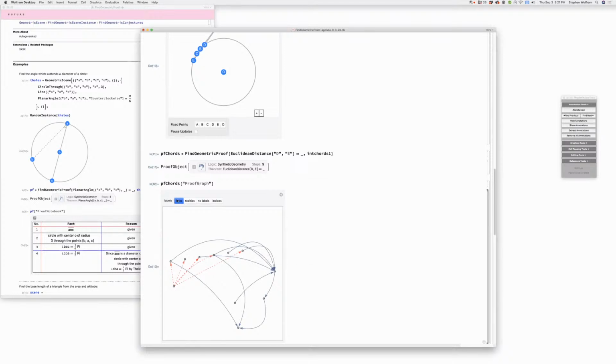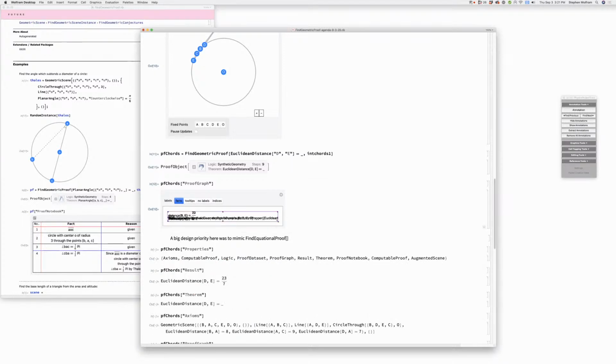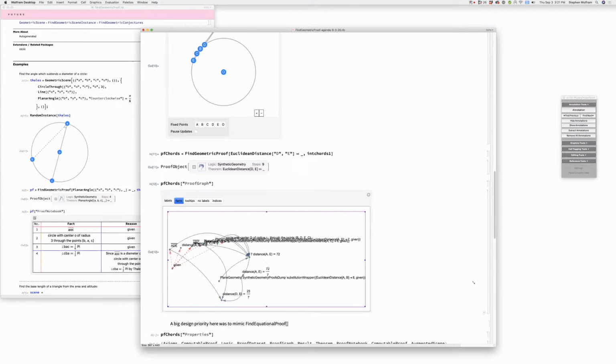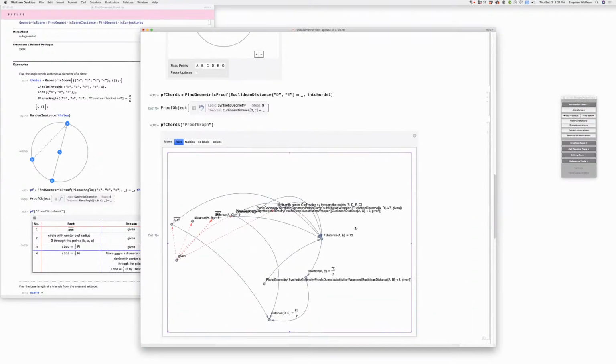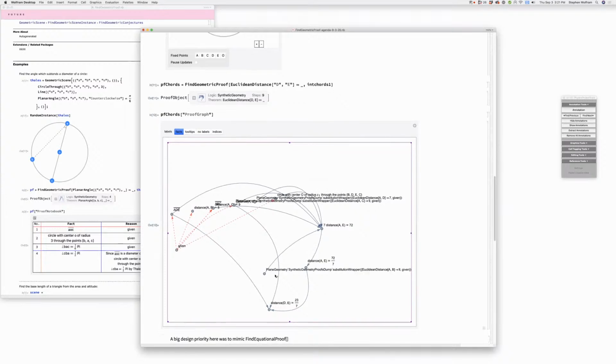So that's a bug. What's a bug? The fact that there's a node there that doesn't seem to come from anywhere. Well, it's also got a plain geometry, synthetic geometry proof stump wrapper. Yeah, there's a few things that are not quite right in this recent build.